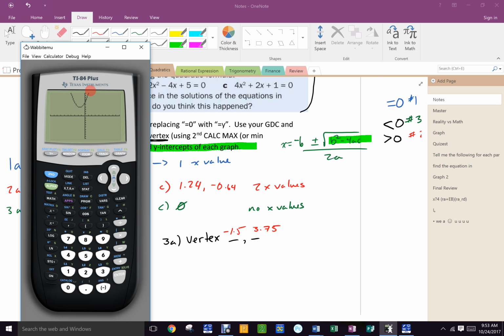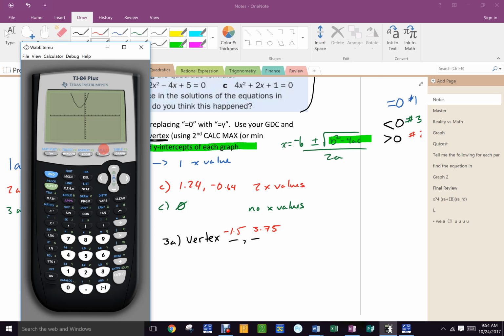If it wasn't visible, I would push zoom 6, zoom standard. That's the first place I check. That gives me a 10 by 10 grid. And there it is. Can everybody at least graph the curve? Everybody can do this? All right. Even the people that didn't have their hand up for finding the vertex can do this. Yes? All right.